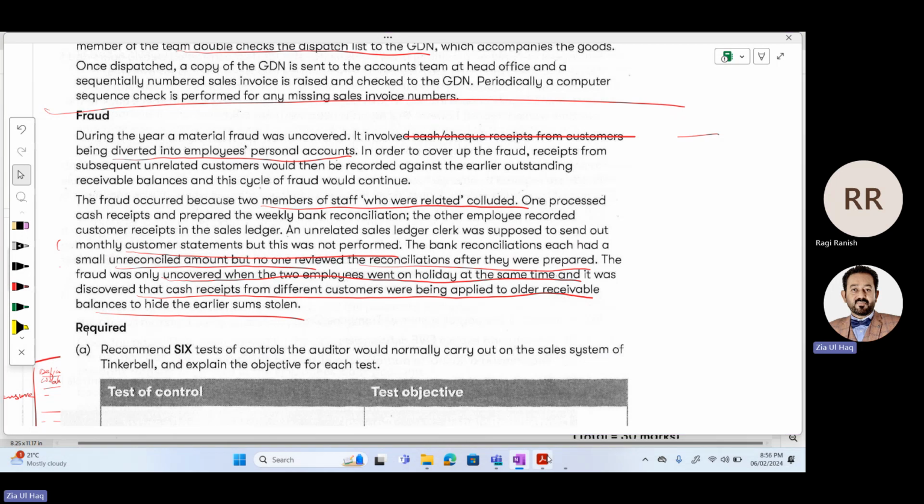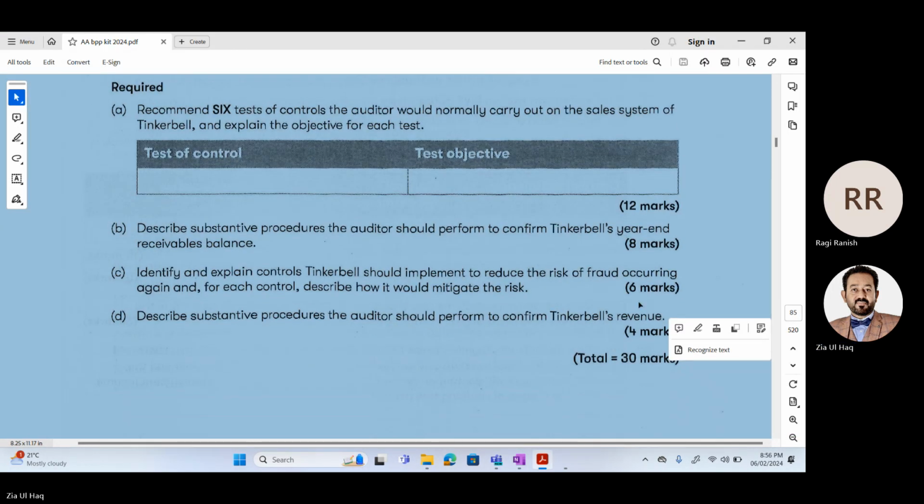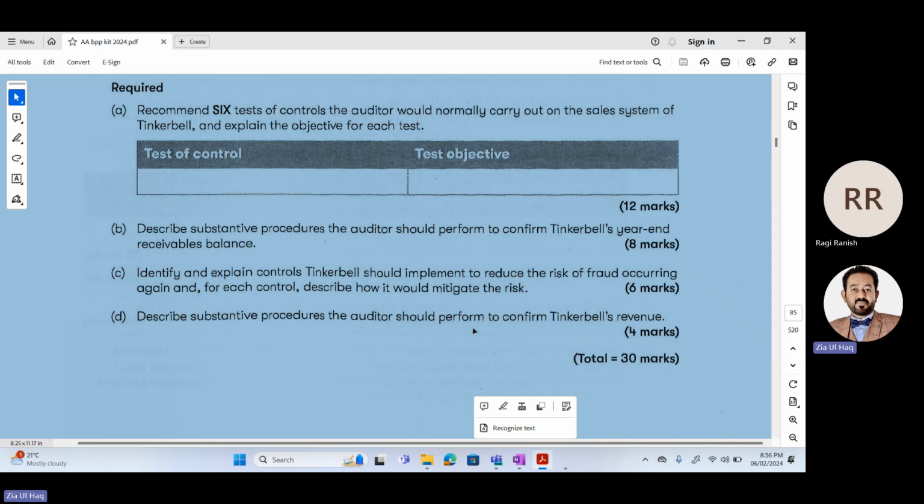What is the requirement? Requirement C. Identify and explain controls Tinkerbell should implement to reduce the risk of a fraud occurring again, and for each control describe how it would mitigate the risk. What control should the company adopt? And through that control, how can the company mitigate the risk of fraud again?